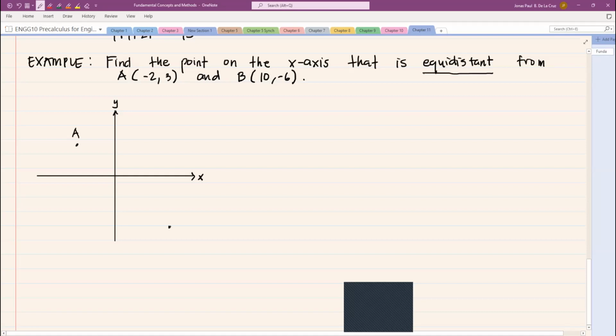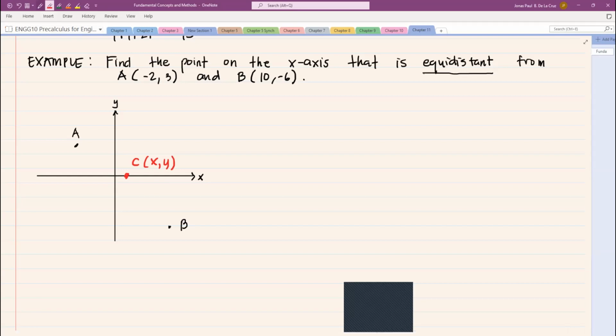So, assuming nandito yung point C. Okay, these are just arbitrary points. Hindi to naka-scale, ano? So, meron daw point, somewhere dito sa x-axis, hindi natin alam, na equal yung distance niya from point A to point B. So, tawagin natin na point C, meron tayong coordinates na X and Y. So, ang goal natin dito is to solve for the values of X and Y.